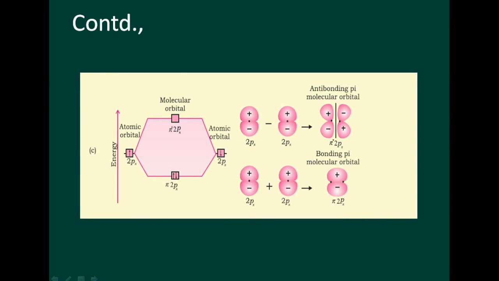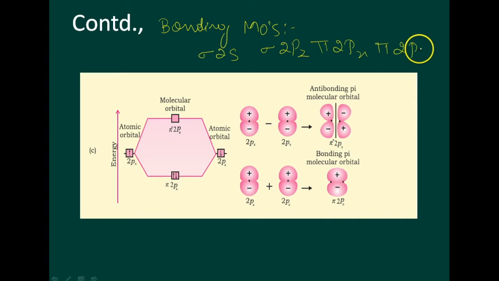And for the bonding molecular orbitals, here we have sigma 2s, sigma 2pz, pi 2px and pi 2py. So this is about the electronic energy level diagram for molecular orbitals.